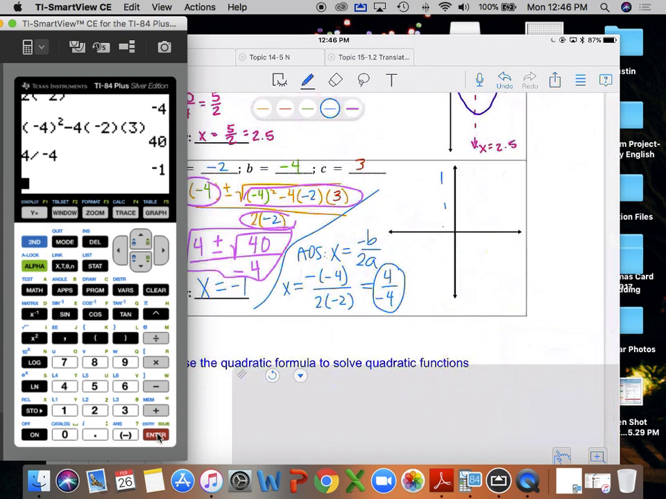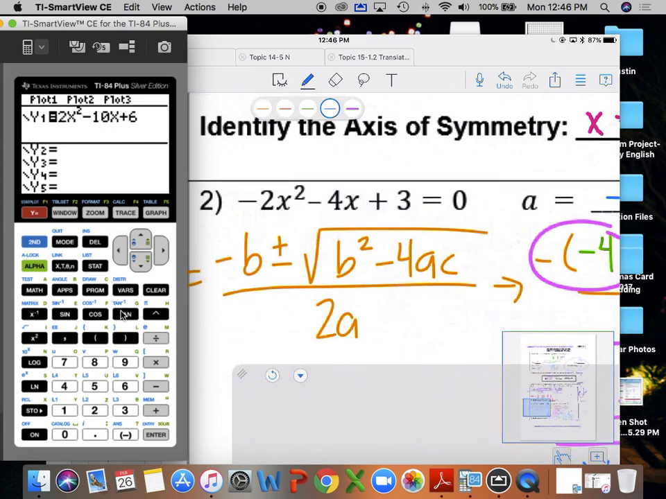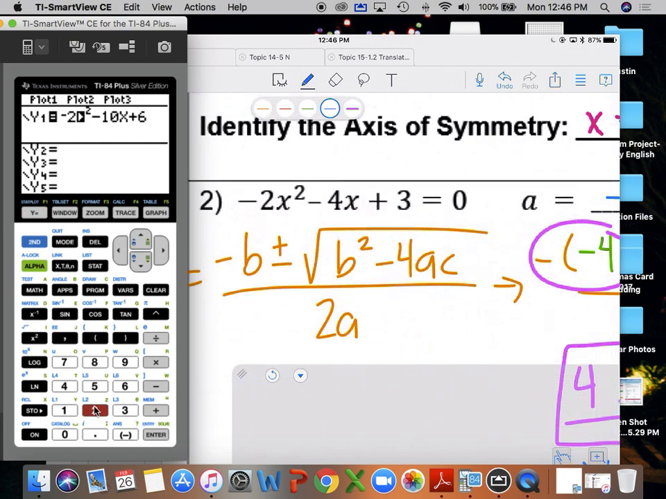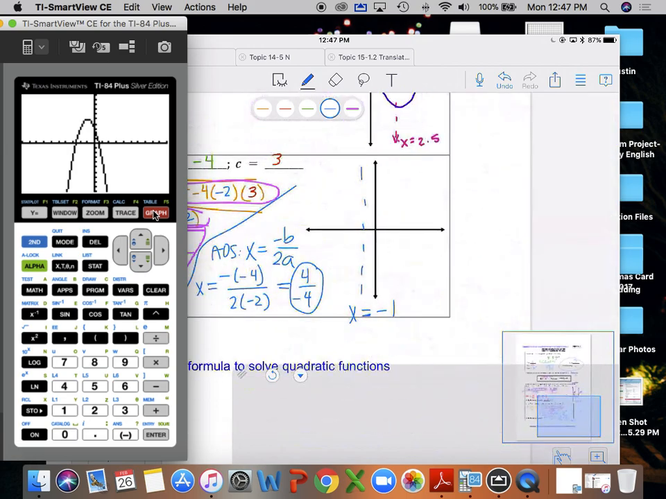So my axis of symmetry is going to be over here, negative 1. And then remember to graph. I'm going to plug negative 2x squared minus 4x plus 3 into y equals. I'm going to look at my graph. I can see that this one's going to be a maximum.